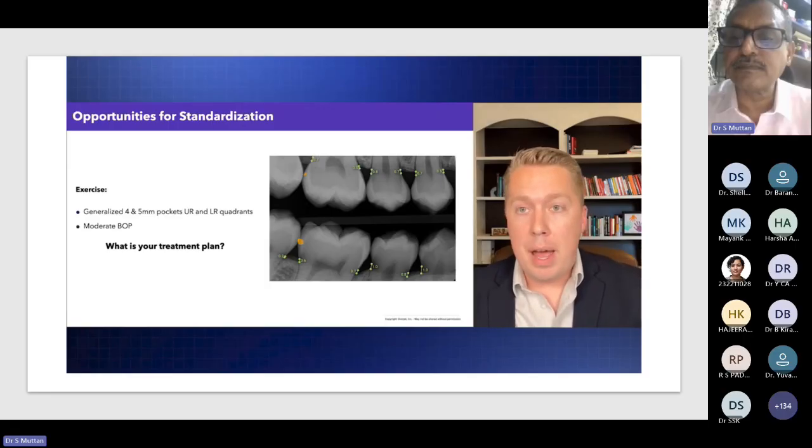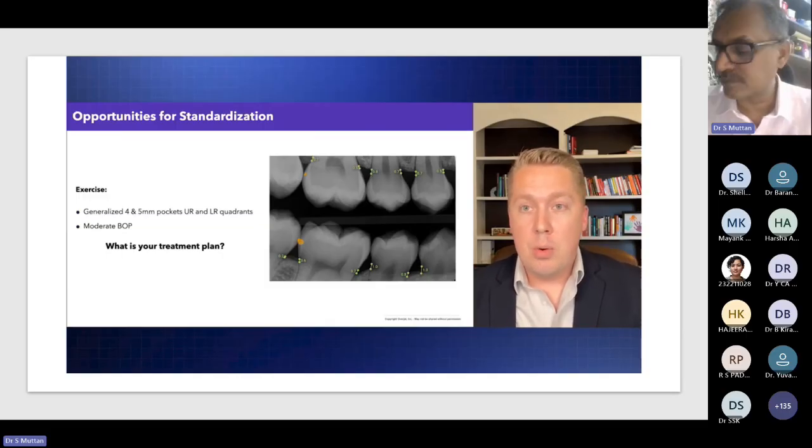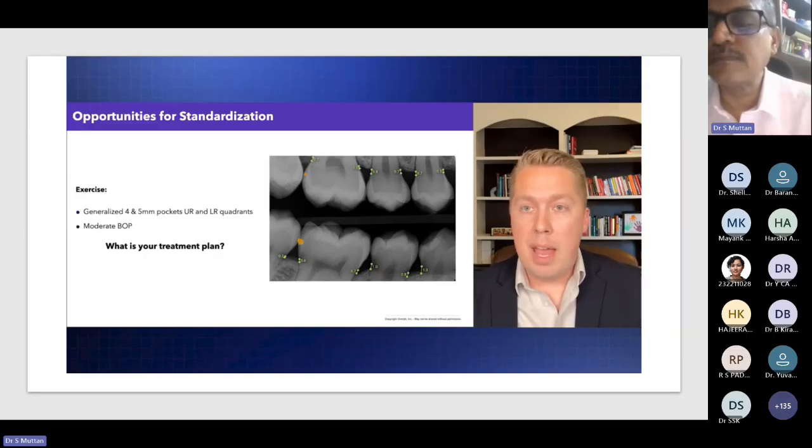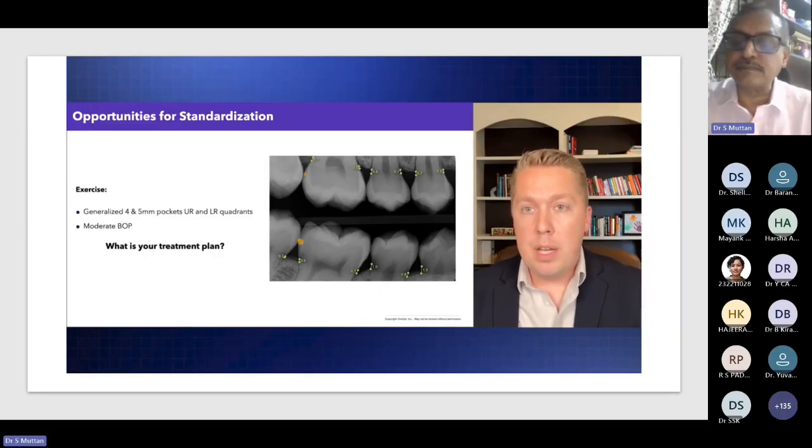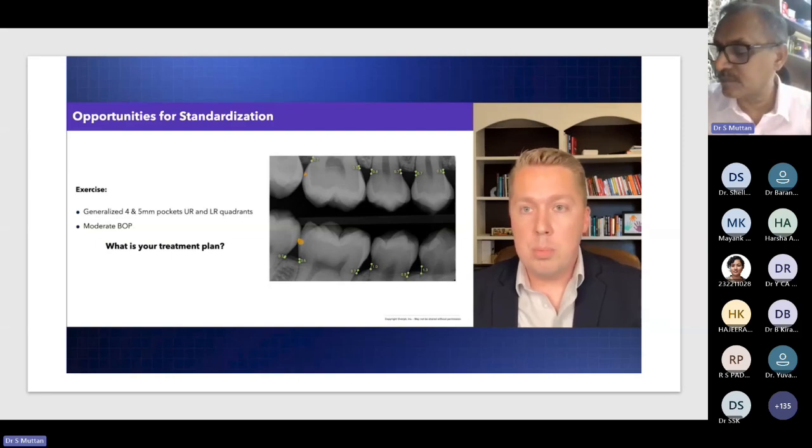So now I want to take a step back and let's talk about what we just did there. That process that we just went through is called standardization. So we created a set of criteria based off probing depths and bone level measurements that we can use to apply standardized uniform principles to diagnosis on our patients.